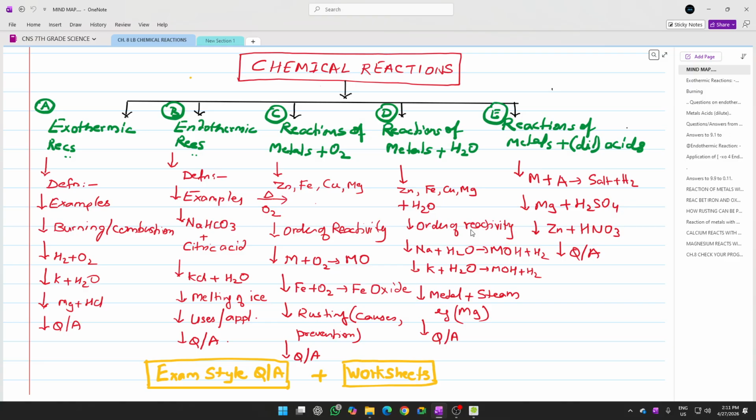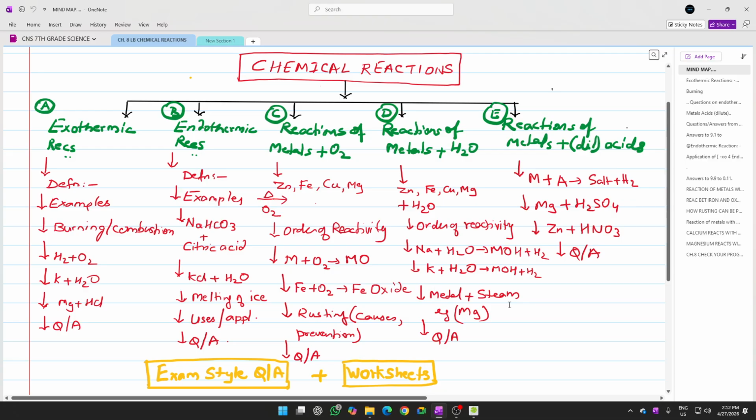Some examples like sodium reacts with water and it will give you sodium hydroxide, okay, and a formation of hydrogen gas will be there. Potassium when reacts with water, again there will be a formation of potassium hydroxide and hydrogen gas will be given out. Okay, so these are the examples that we are going to study in detail in this section D.